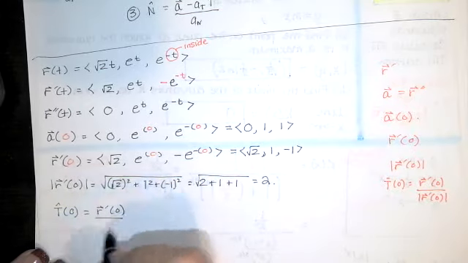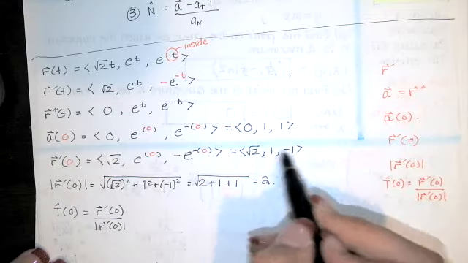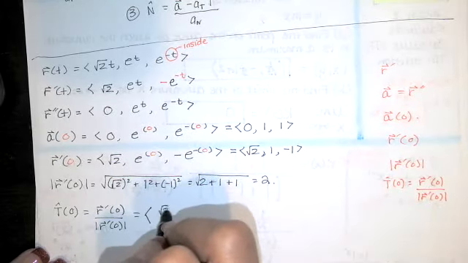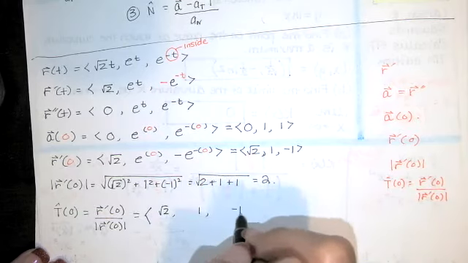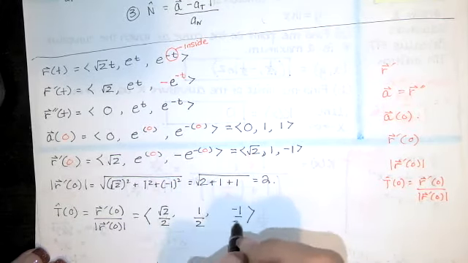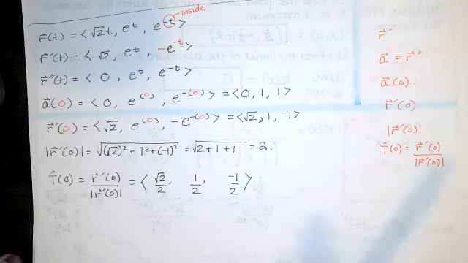And we're just putting these two pieces together that we just computed. Taking this vector and dividing by 2, I'll just take the components and divide each of them by 2. All right, that's t hat at 0.